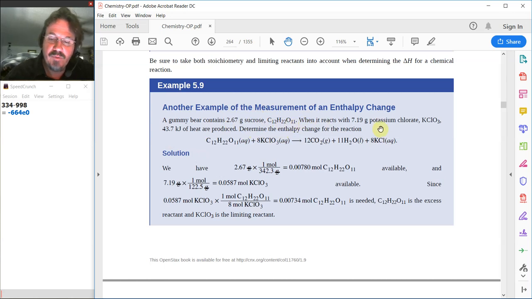It reacts with potassium chlorate. That's actually an oxidizing agent. It's going to oxidize that sugar and metabolize it, essentially. That is to say, it's going to combust it. All right, 7.19 grams of this potassium chlorate. I wouldn't expect you could predict that reaction, but here it is. Sugar, sucrose, plus the potassium chlorate gives you carbon dioxide, water, and potassium chloride salt.